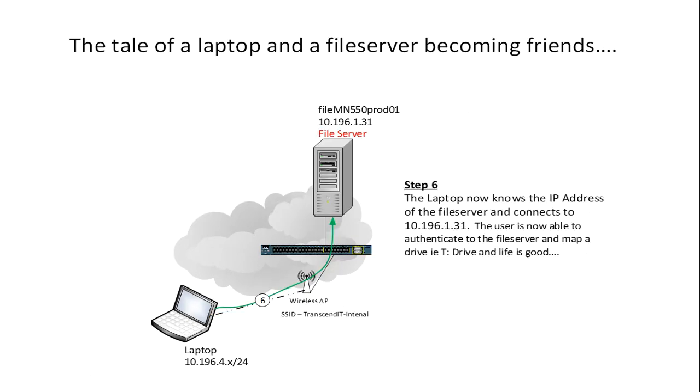So next step is the laptop now knows the IP address of the file server, which is 10.196.1.31, and it is able to connect to the file server. And as you recall, we were able to map the T drive, and life is good.